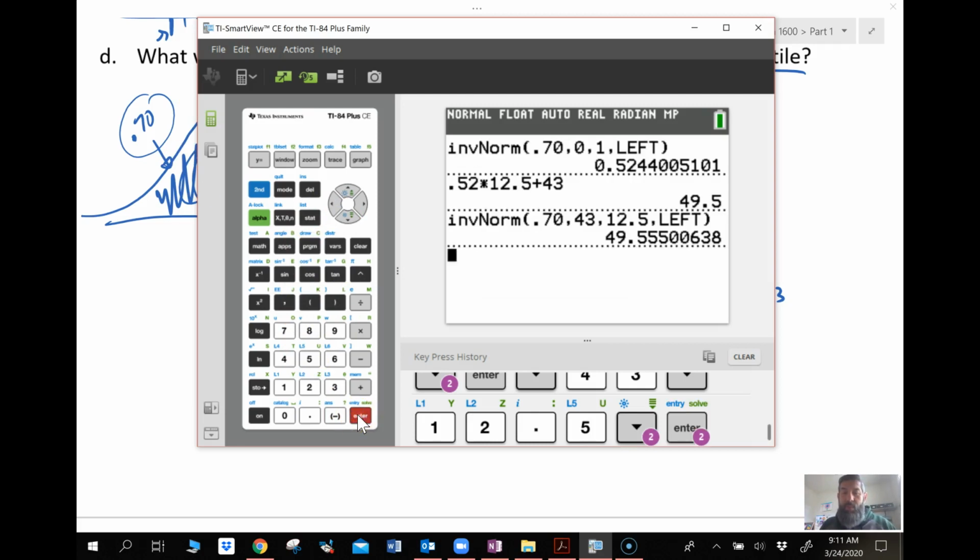Enter, boom, 49.5. All right, and again, it's got some more decimal places here because it used a more precise z-score, so it's going to be closer. But 49.5 statistically, that's all we're looking for.